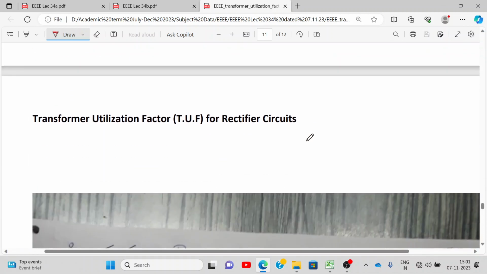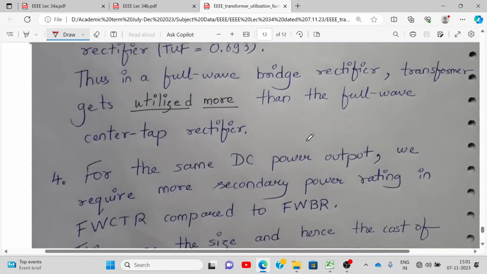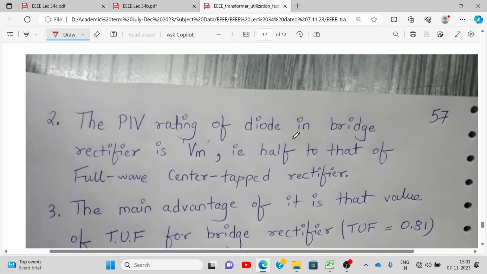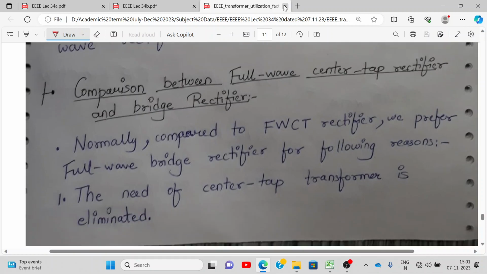So with this we complete all the rectifier circuits which we have. All right. And we stop the lecture here.